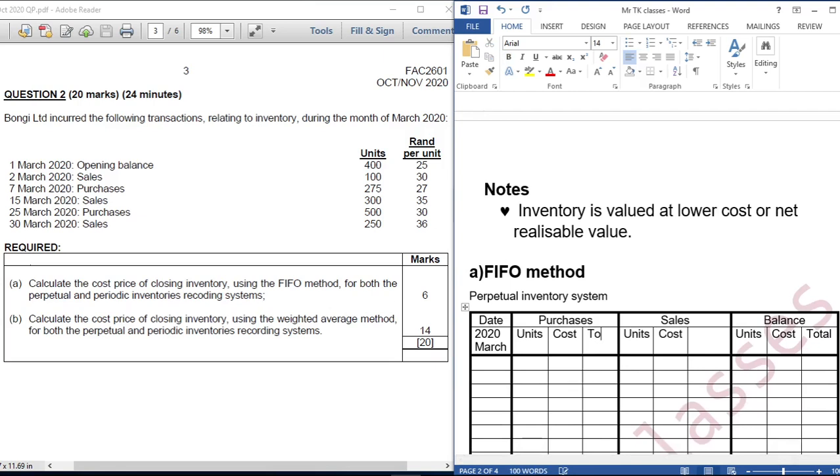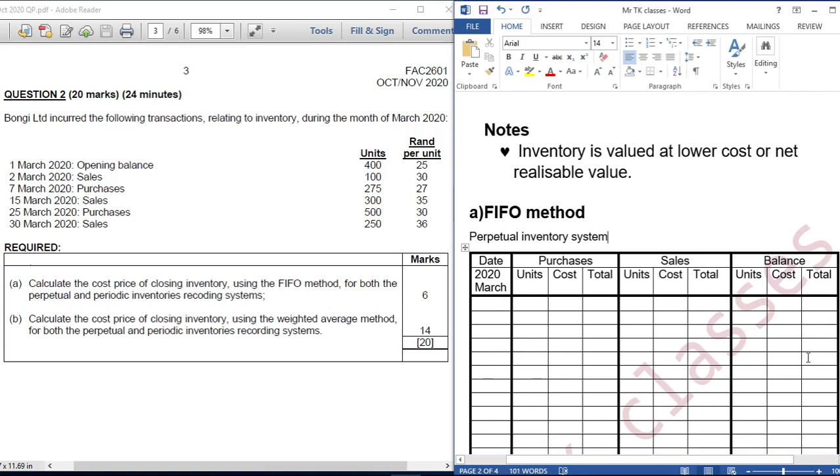All right, here we are just simply going to write total. Remember we have a perpetual inventory system, which is asked here, and we have periodic inventory system, which is also asked here. So we are going to use first in, first out method, which is FIFO method for both inventory systems. When you are using the perpetual inventory system, inventory is valued after each and every purchase or sale, right?